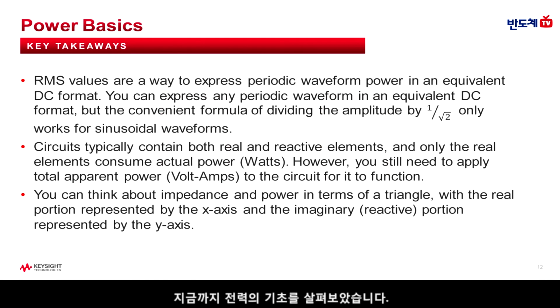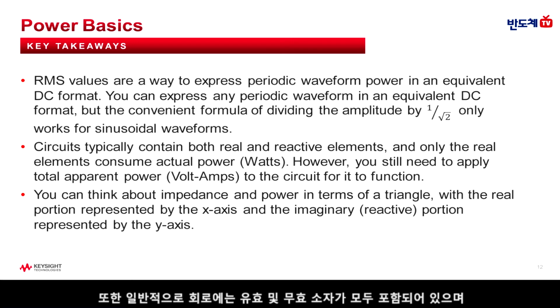So this completes the power basics section, and here are the key takeaways I'd like you to remember from this. Again, RMS values are a way to express periodic waveform power in an equivalent DC format. And this is easy to do for sinusoidal waveforms because we can simply divide their amplitude by the square root of 2. But again, remember that this only works for sinusoidal waveforms.